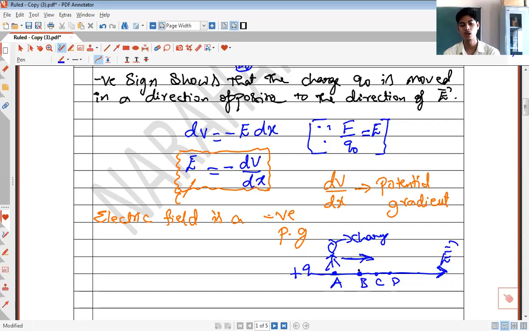It moves from A to B, B to C, C to D, D to E, and so on. Can you tell me what happens to its potential continuously? Whether its potential continuously increases or decreases. Going towards infinity, it becomes 0.